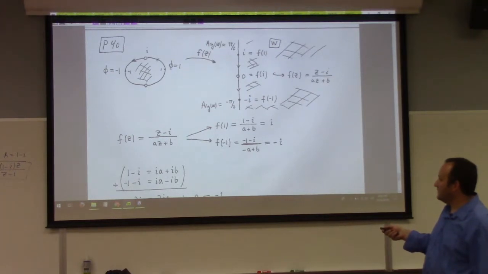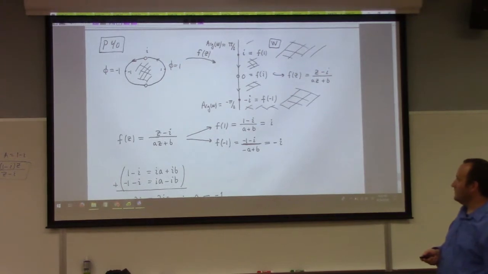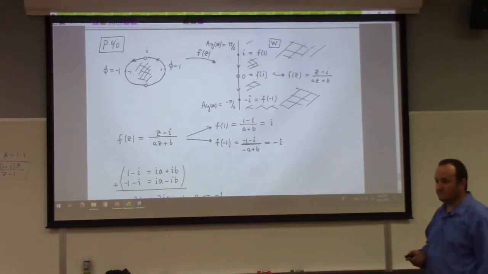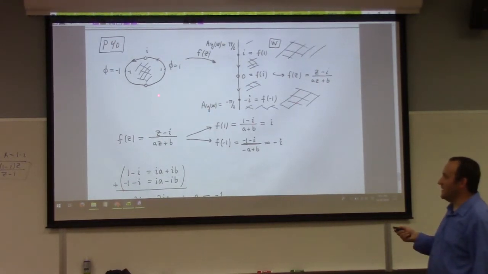I map i to 0, because that's where my discontinuity going from 1 to minus 1 in the solution goes. So I map the i to the 0. I mapped the 1 to the i, I believe. And I think I mapped minus 1 to minus i. And I think my reasoning for why that should be was just symmetry. You could reasonably, I think, have mapped minus i to infinity.